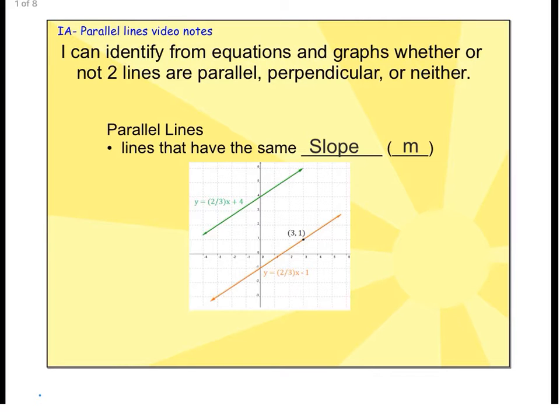So like I said, in class, you're going to be working with a partner today. One of you is watching a video on parallel lines, and one of you is watching a video on perpendicular lines. So this video is about parallel lines, so make sure that is the note sheet that you have with you.